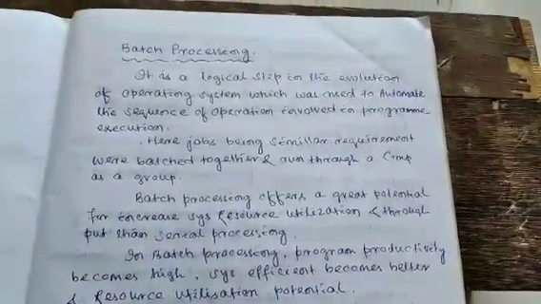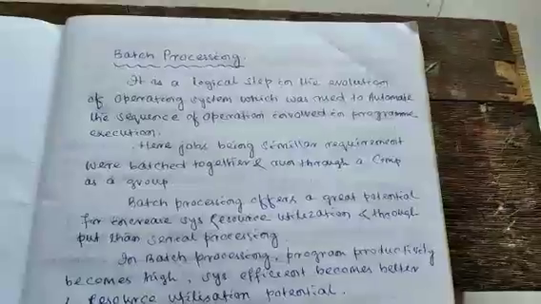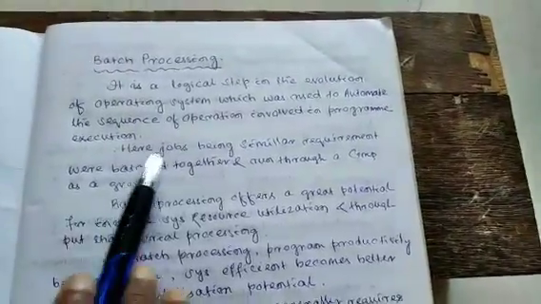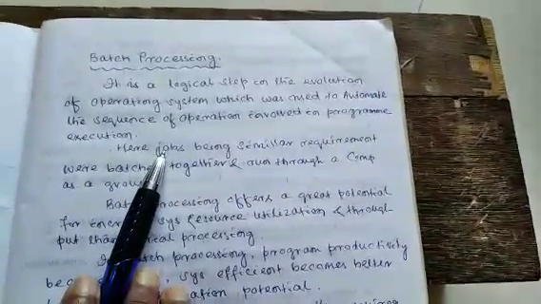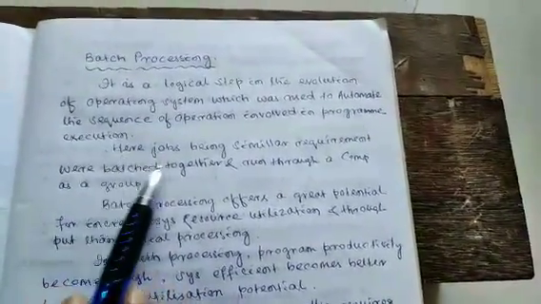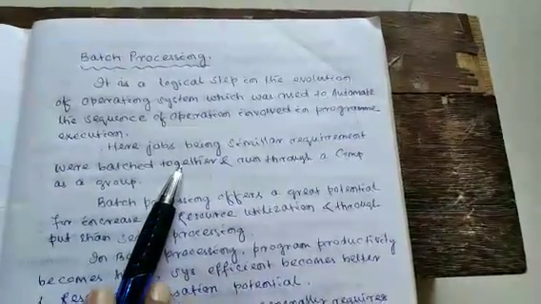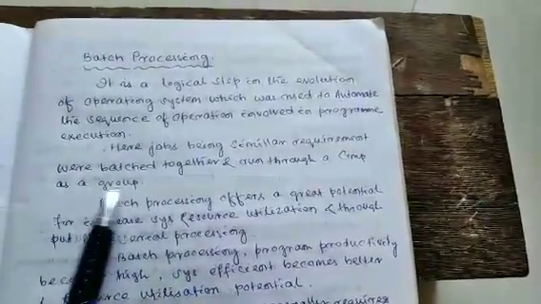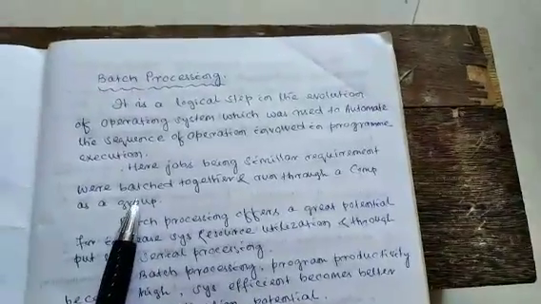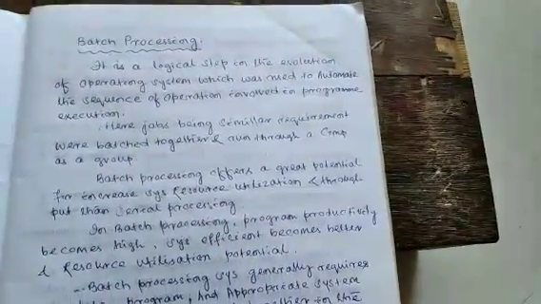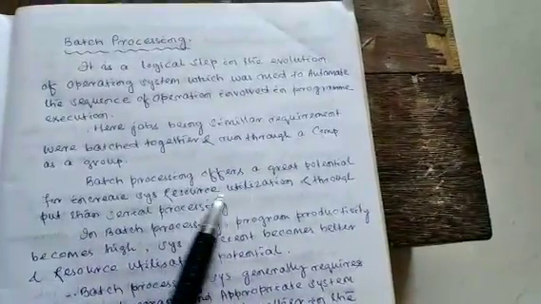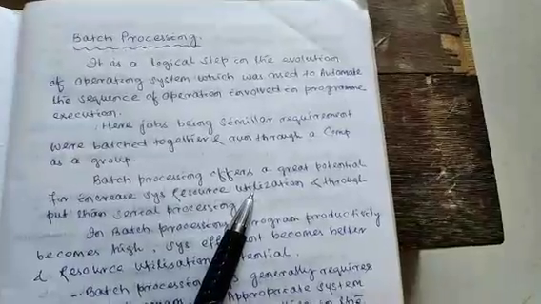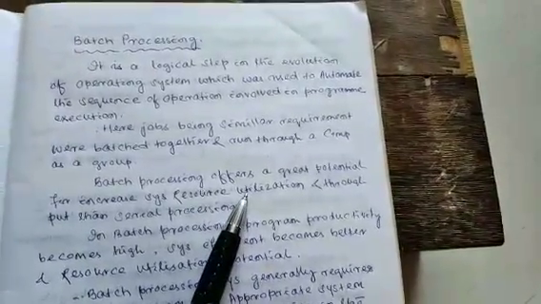Are you getting my point? A job is nothing but a program plus input data and control instructions. Jobs with all the same requirements, meaning similar requirements, are batched together and can run in a computer as a group. This group processing is nothing but batch processing. Batch processing offers great potential to increase system resource utilization, for the resources used in the computer system.